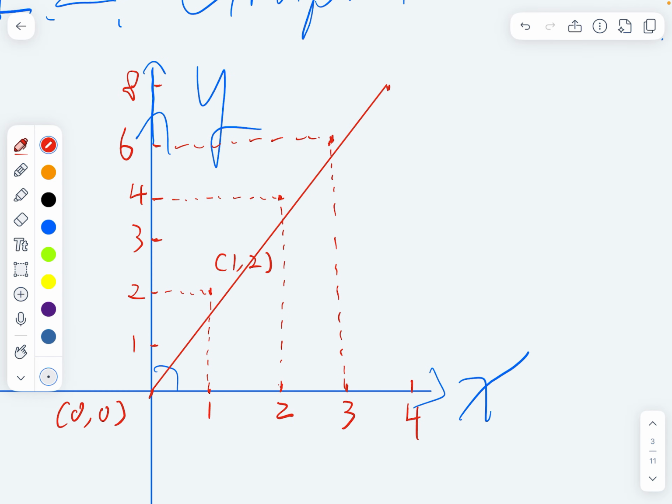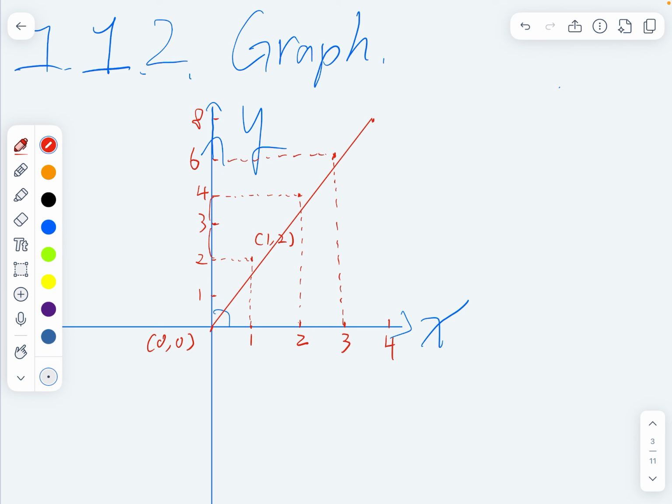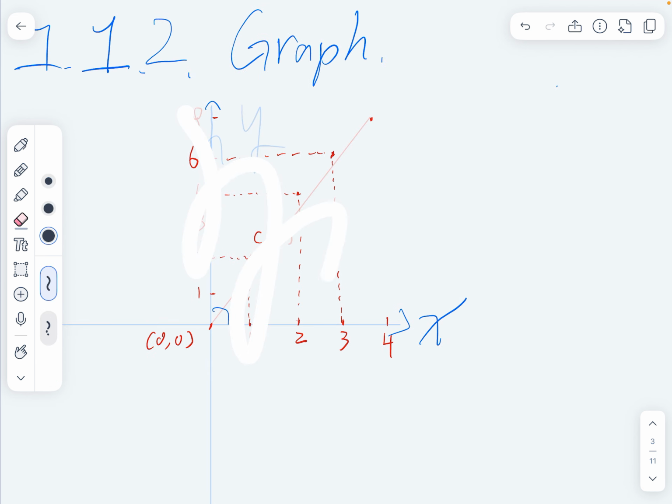Oh, there is a mistake. The rest of the y values are not the same. Let's rewrite it again.